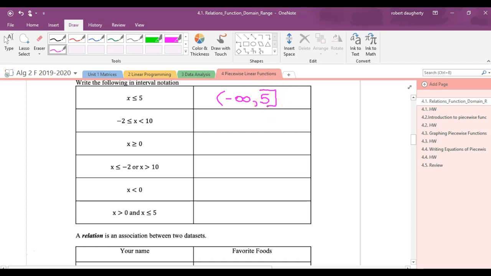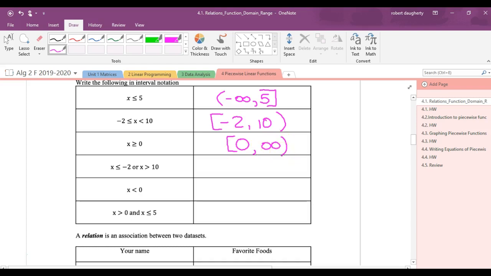All the numbers greater than or equal to negative 2 and at the same time less than 10. So these are numbers between negative 2 and 10. Bracket, parentheses. Those are all the numbers greater than or equal to negative 2 and at the same time less than 10. All the numbers greater than or equal to 0. What is that interval? Yep. Greater than or equal to 0, so that's all the numbers from 0 to infinity.